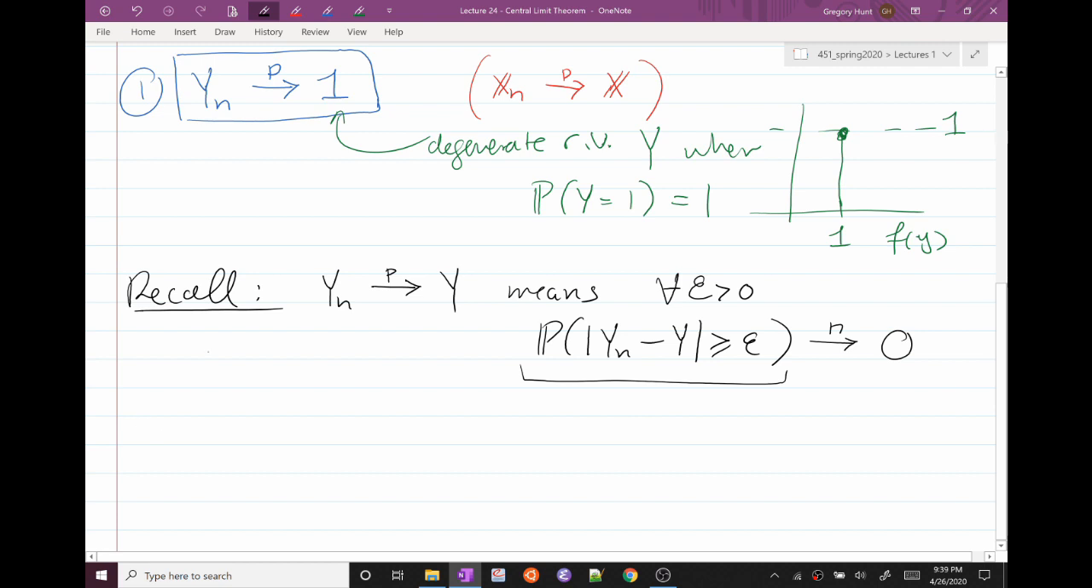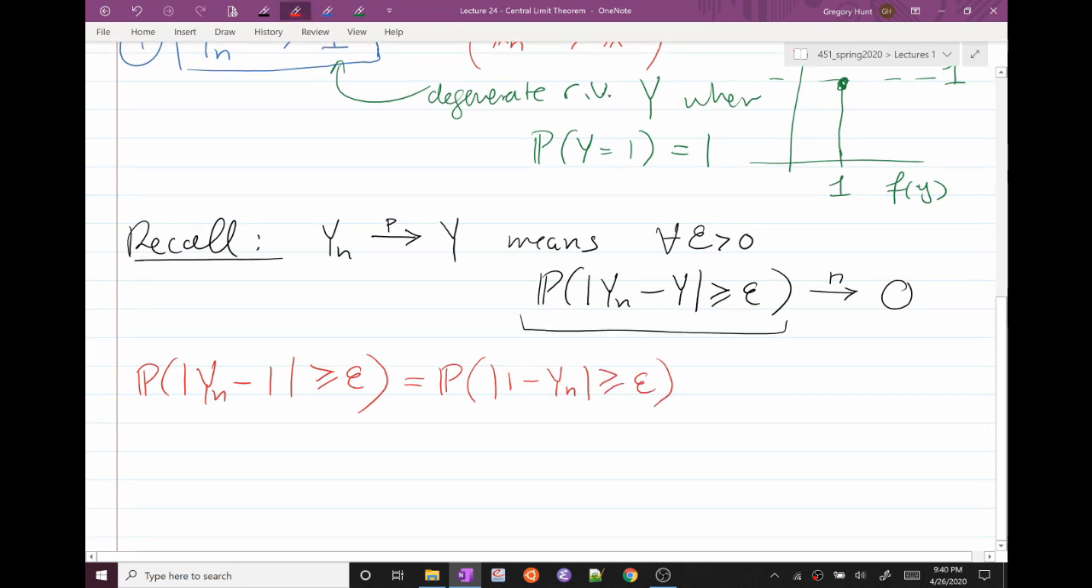So we want to look at the probability that |Yn - Y| is bigger than or equal to epsilon. In this case, Y is just 1, so |Yn - 1| is bigger than or equal to epsilon. And since we can flip around the order in the absolute value, we could say this is |1 - Yn| bigger than or equal to epsilon.